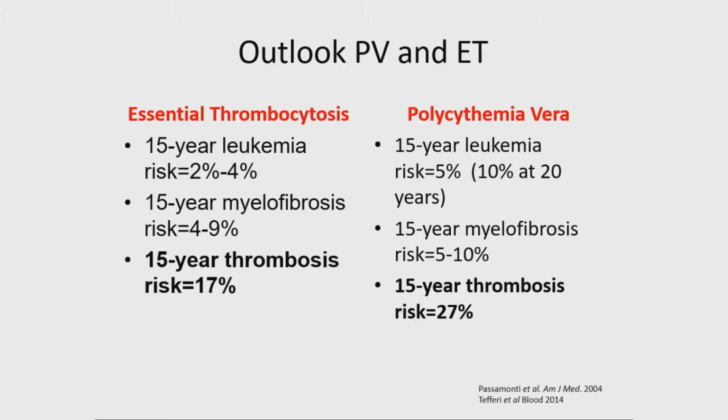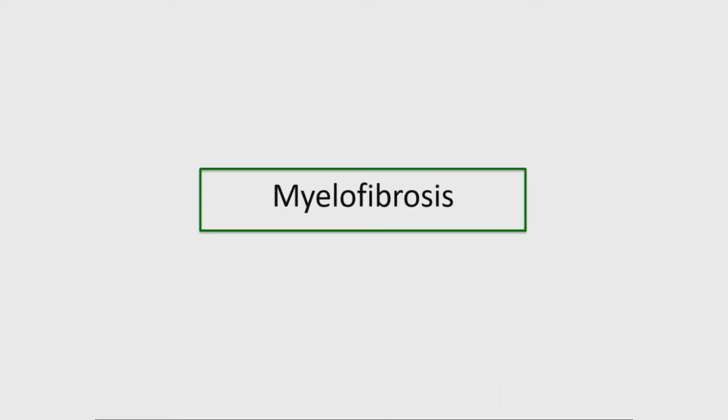So in terms of outlook, like we've discussed, the main risk with PV and with ET is having blood clots. But certainly, these diseases are seen often in oncology clinics because there is a risk that they will transform into either myelofibrosis or acute leukemia. Thankfully, transformation to leukemia is rare. So with that, I'll talk a little bit about myelofibrosis.